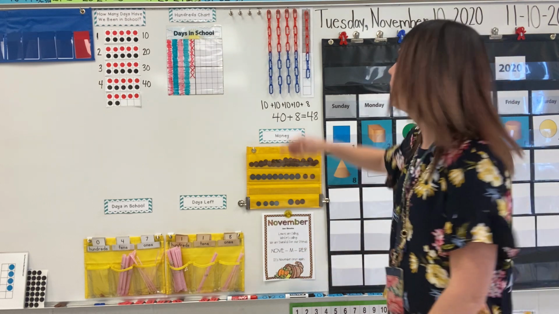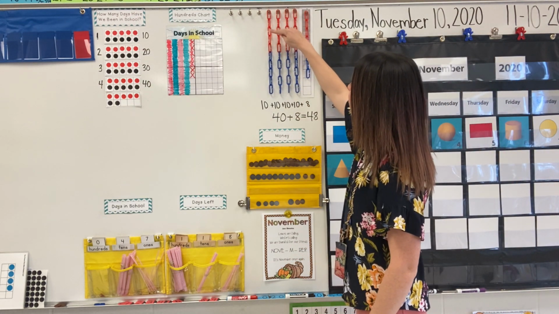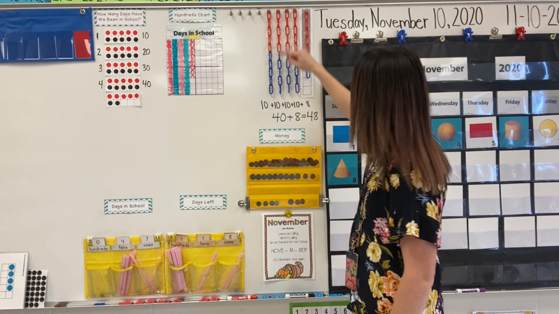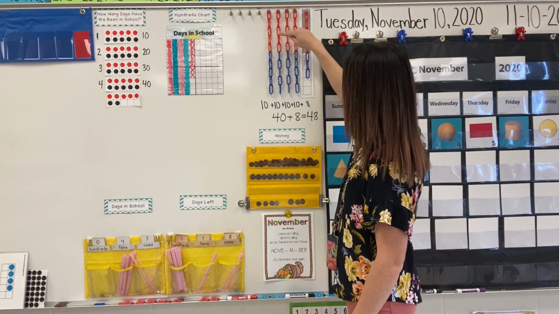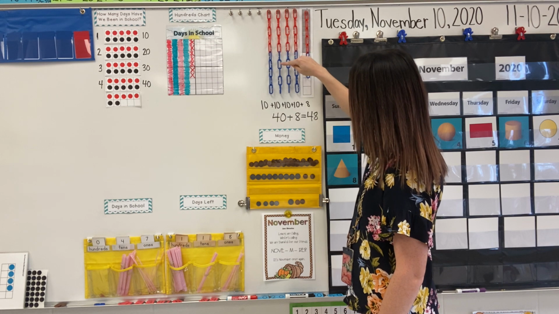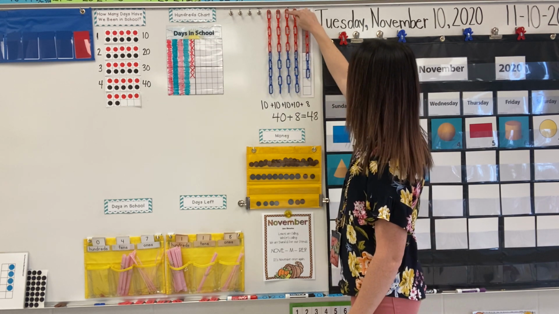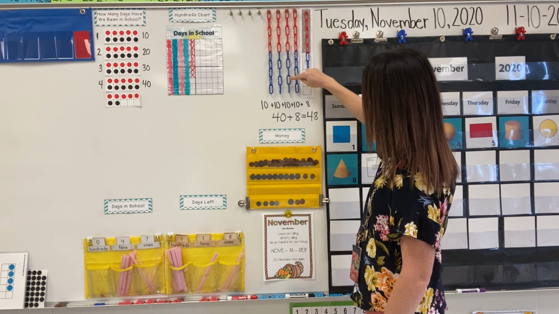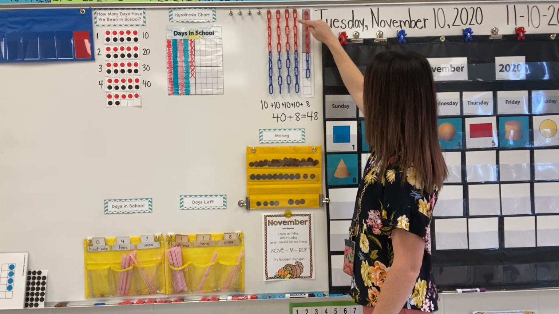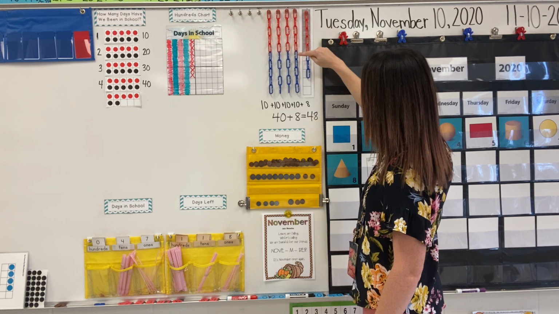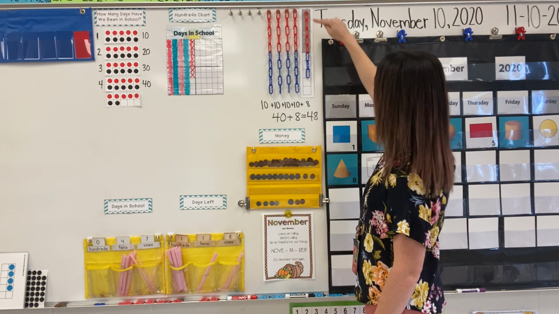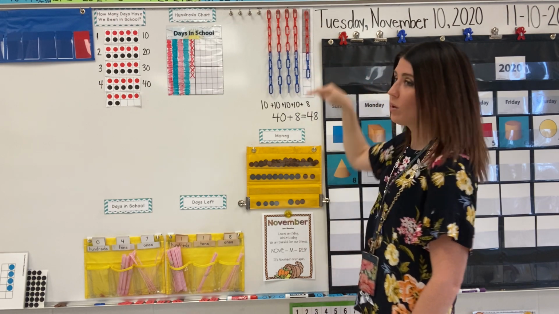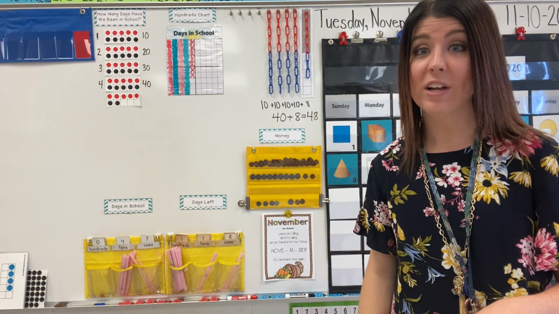Let's count them all. Ready? 1, 2, 3, 4, 5, 6, 7, 8, 9, 10, 11, 12, 13, 14, 15, 16, 17, 18, 19, 20, 21, 22, 23, 24, 25, 26, 27, 28, 29, 30, 31, 32, 33, 34, 35, 36, 37, 38, 39, 40, 41, 42, 43, 44, 45, 46, 47, 48. You have been in school for 48 days.